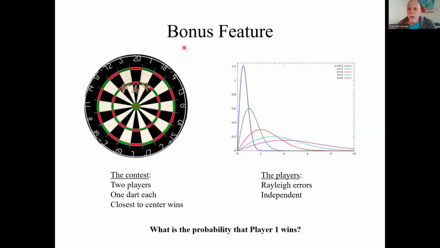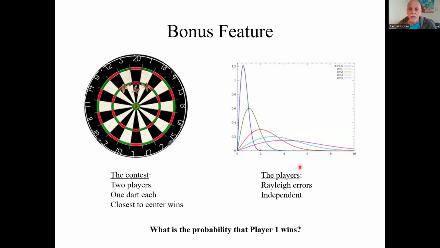Okay, we're going to do a little bonus feature with the Rayleigh probability distribution stuff. Bonus problem. We're going to use a dartboard again, and we'll say, here's our little contest. Two players get one dart. Whichever player's dart is closest to the center wins.